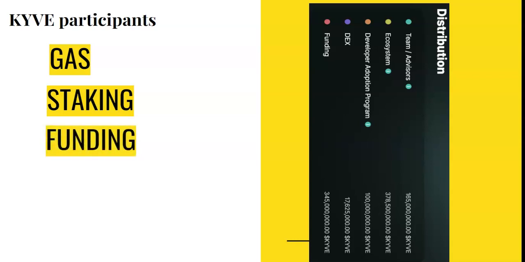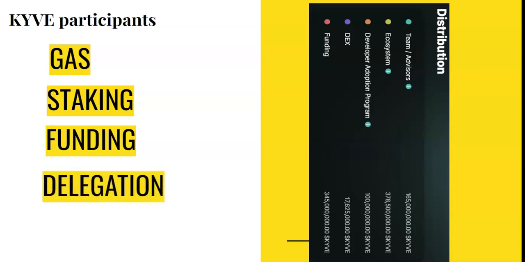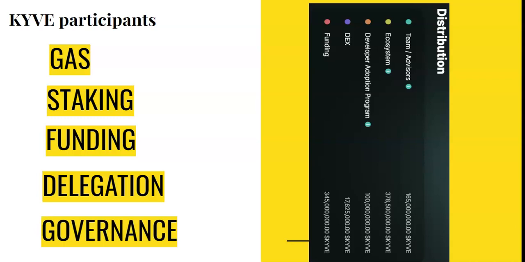Funding, like I said, for pools. Delegation, if you don't have the minimum stake. And then governance. When they propose and say we want to create a new pool, you vote. When somebody wants to propose an improvement proposal, let's say a Kyve improvement proposal, you vote on the network's best interest, so you use the token.